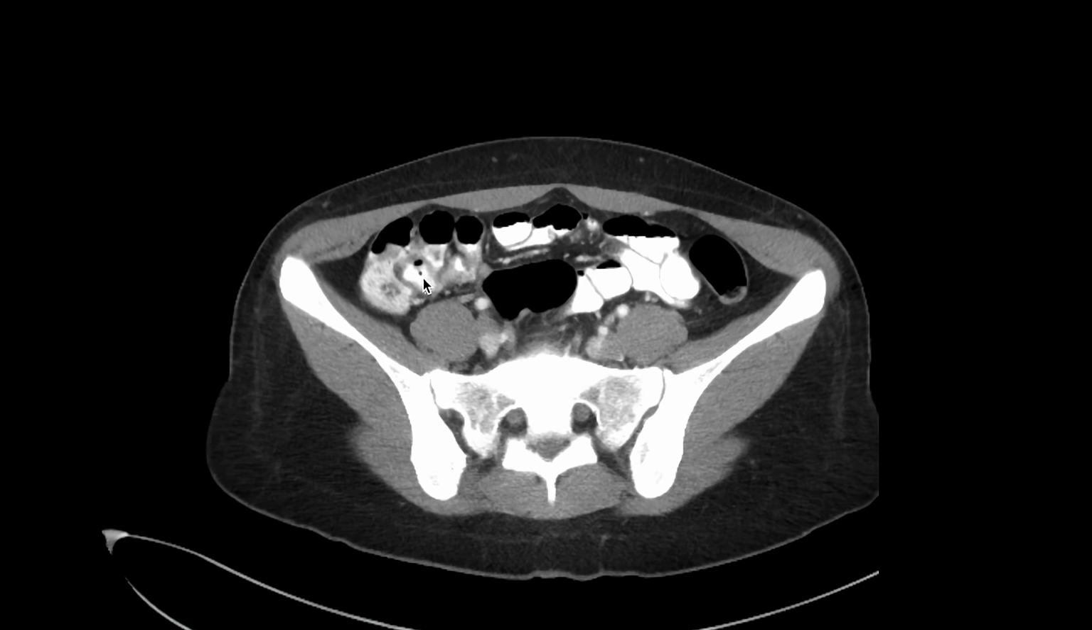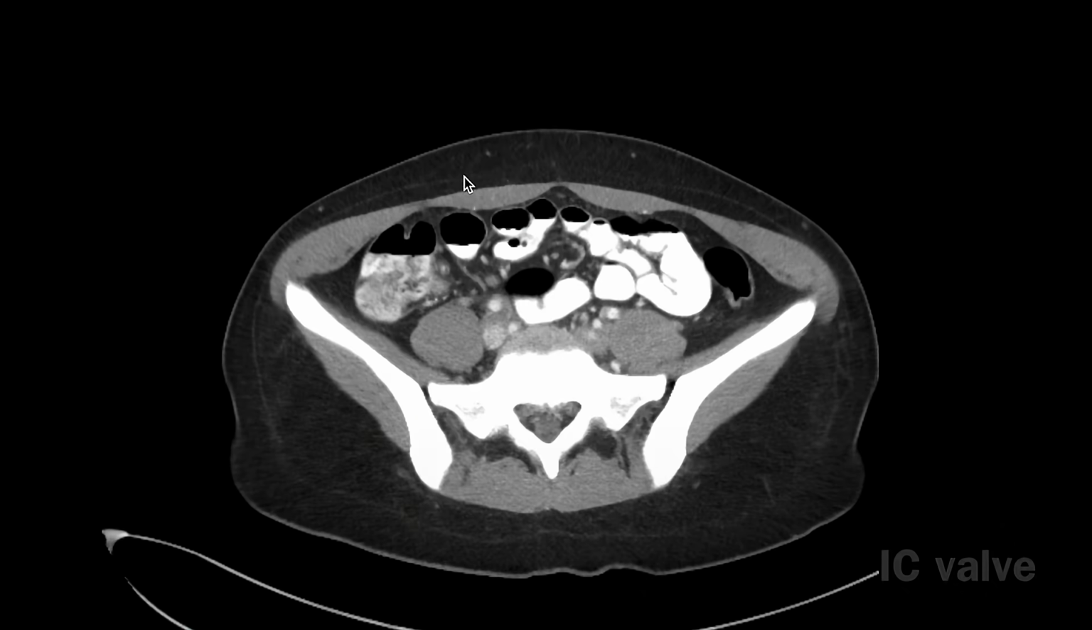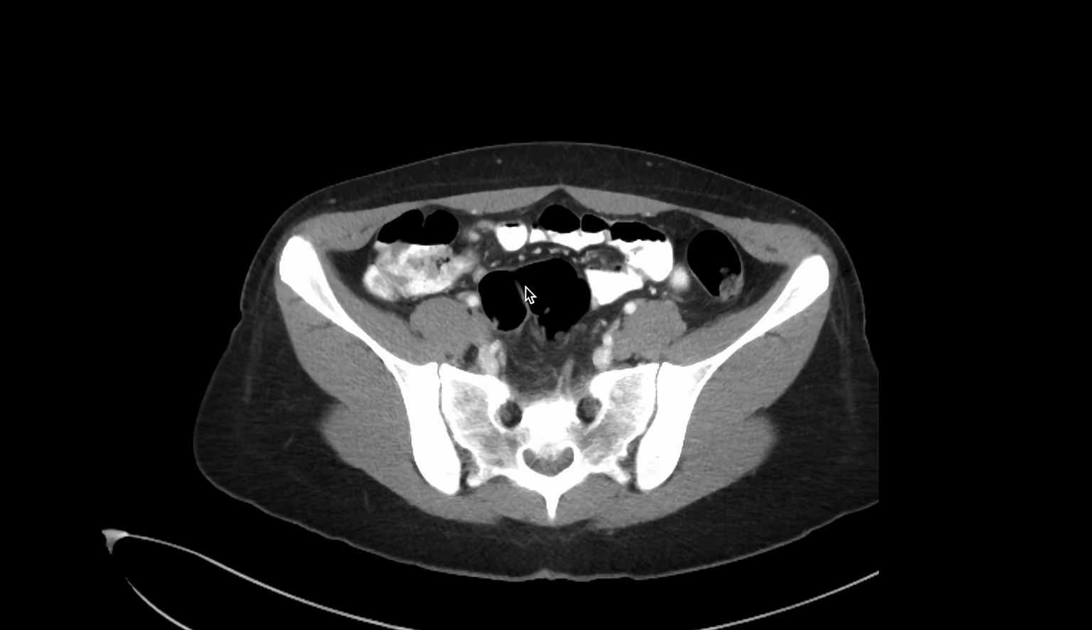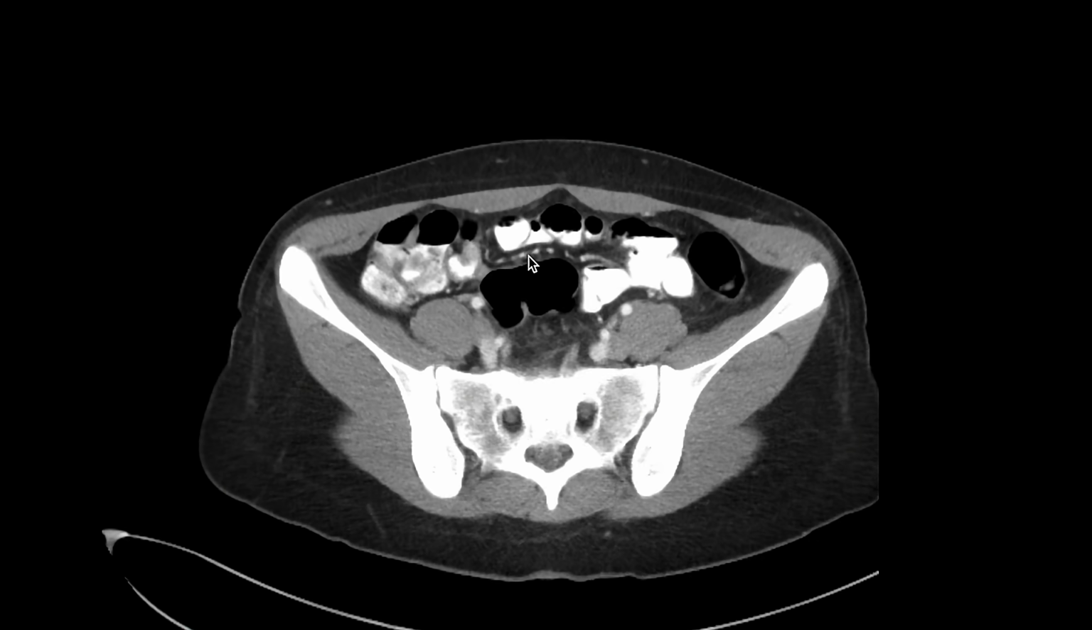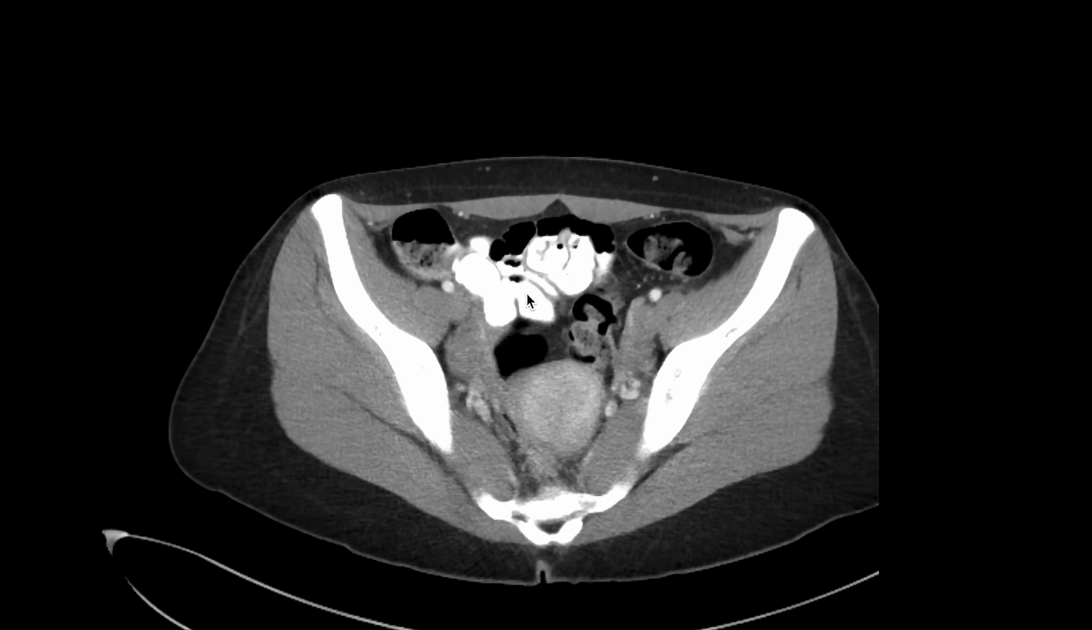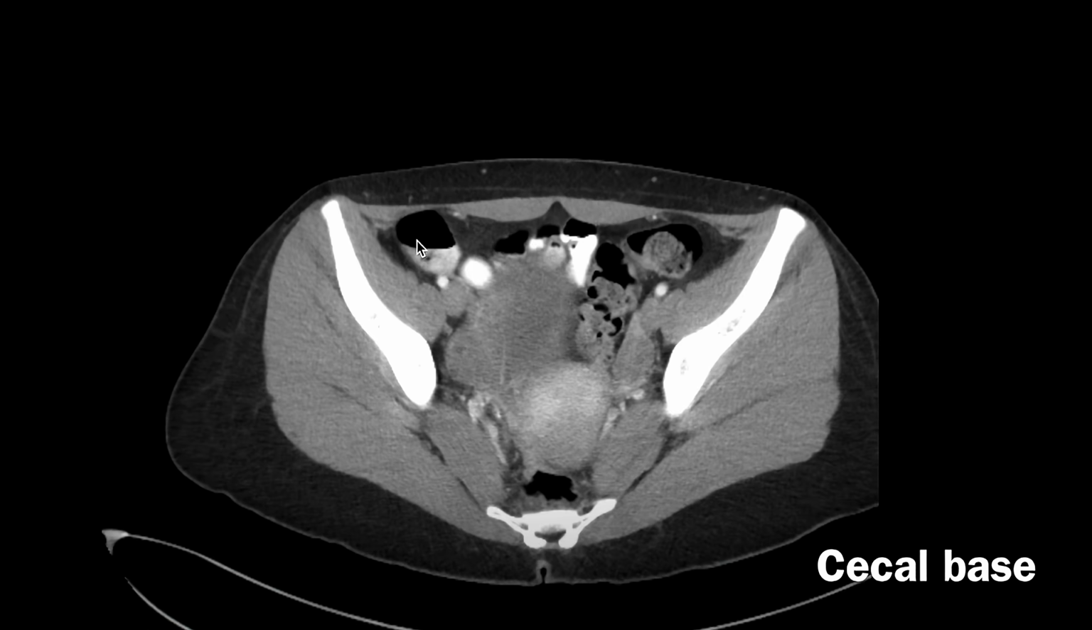The point where the terminal ileum drains into the cecum is called the ileocecal valve. You can often identify the ileocecal valve by the small amount of fat attenuation in it, and I'm pointing that out here. But you can also know its location by following the bowel itself. If I scroll inferiorly here, we have the cecal pole or the cecal base.